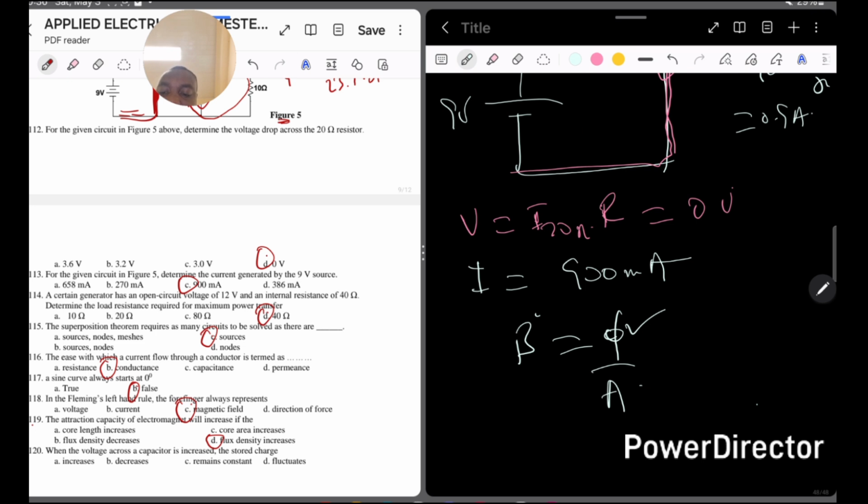Okay, now the last question. When the voltage across a capacitor is increased, the stored charge: A, increases, B, decreases, C, remains constant, D, fluctuates. So we know that if you have a parallel plate, which is basically a capacitor, the charge is proportional to the voltage, right? So if you are increasing the voltage, you are increasing the charge that is going to be accumulated on the plate. So we have here to be A.